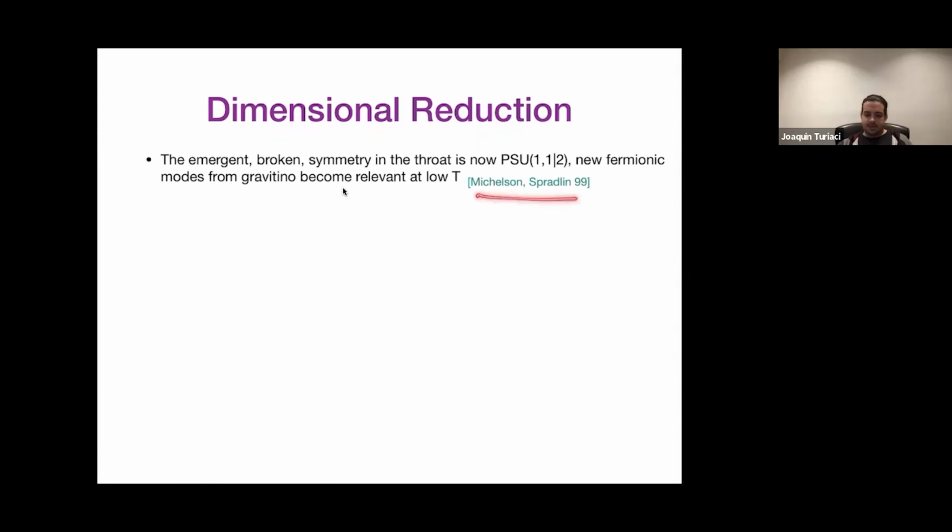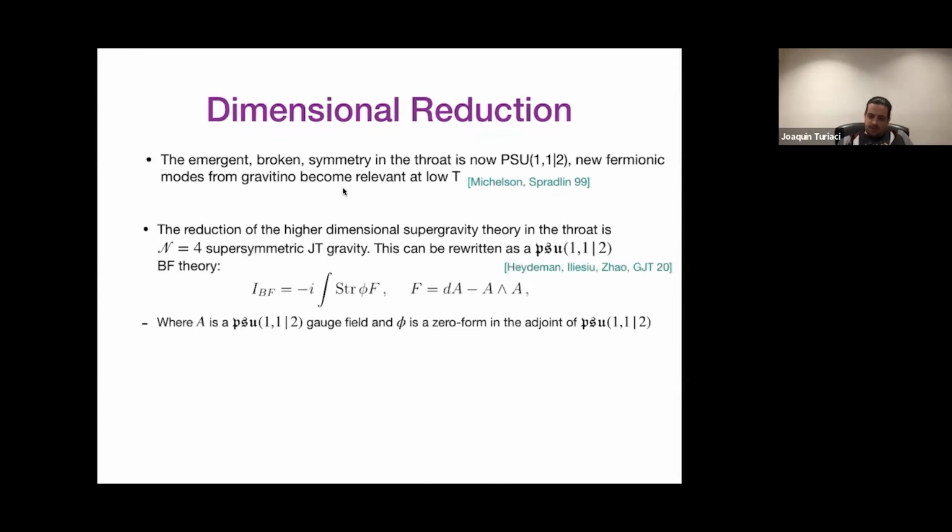This was analyzed to linear order in a paper by Michelson and Spradlin in 1999. And in this paper with Heydeman, Luca Iliesiu, and Wenli Zhao from last year, we did the reduction of this theory of N equals 2 gravity to 2D, and we get an N equals 4 supersymmetric generalization of JT. The reason you get N equals 4 is because we want the theory that preserves the symmetries that are actually exactly preserved by the black hole, not the 8 that are broken. This theory of supersymmetric JT gravity, you can think of it as a BF theory of PSU(1,1|2). Here phi is related to the dilaton, in the first order formalism, so some components of the PSU(1,1|2) become the metric, other ones become the SU(2) gauge field, etc.